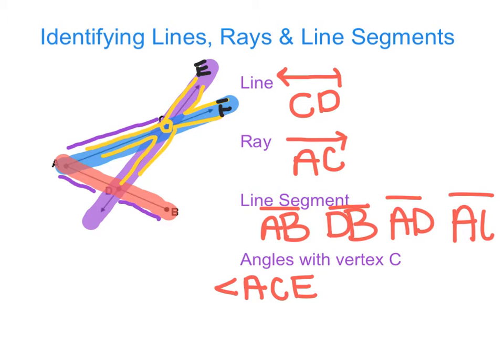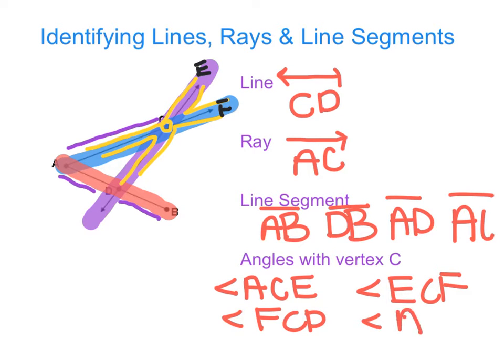Another angle would be E, C, F. Another angle would be F, C, D. My apologies. And then my final angle would be angle ACD. All of those are highlighted in yellow. Remember that your vertex should always be in the middle. Notice how C is always in the middle.